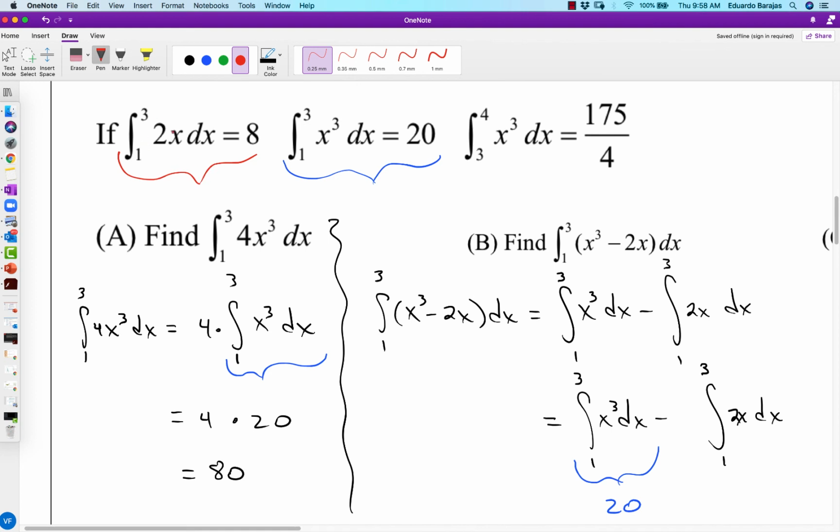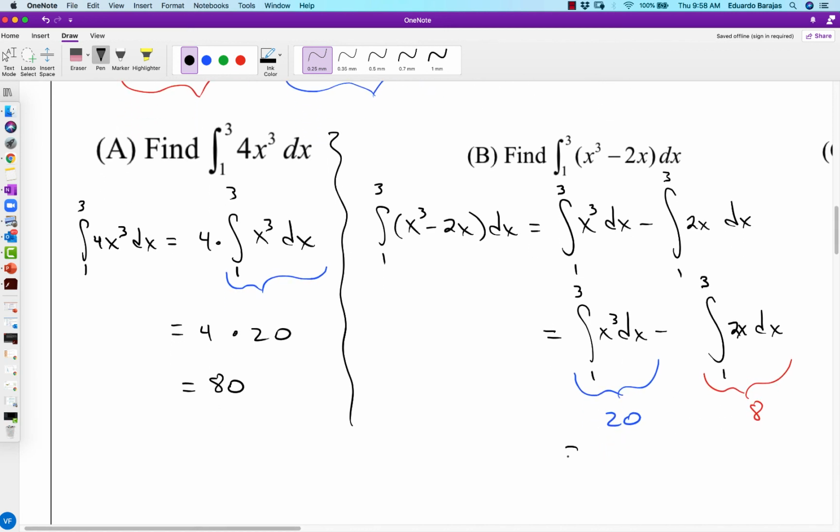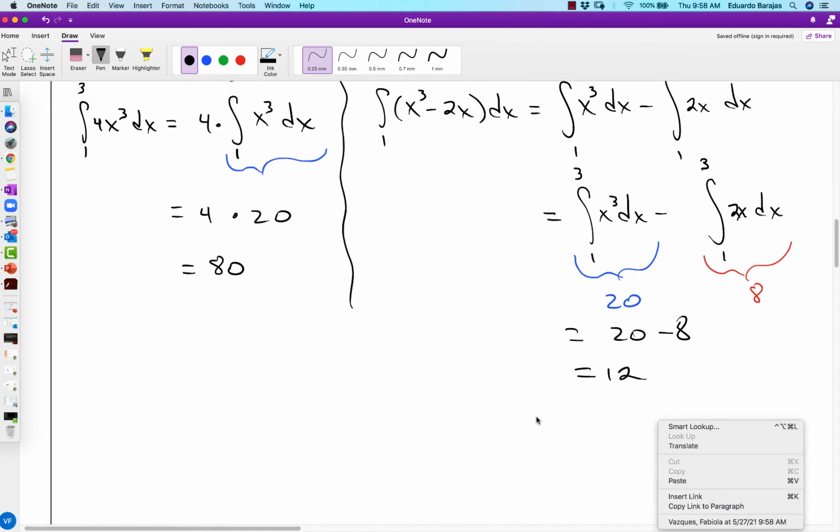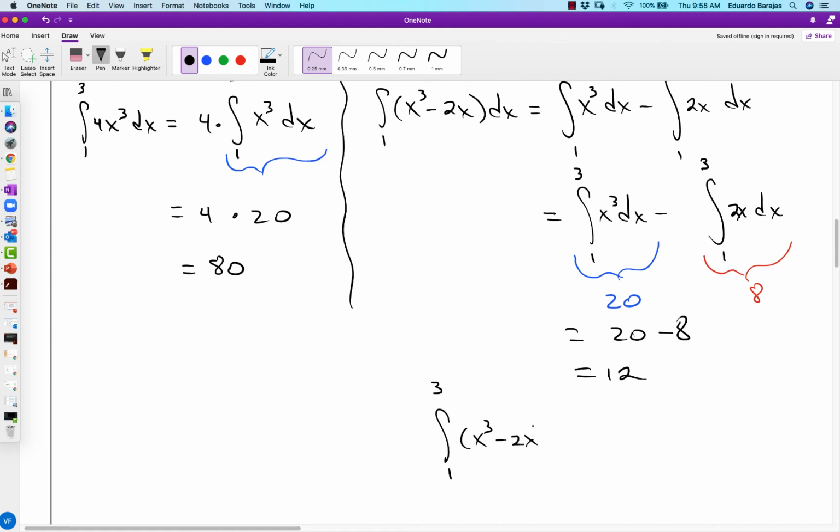Pay attention to the limits as well. It's got to be the same limits and everything. So this whole thing is really just going to be an 8. So that means that our answer is just going to be 20 minus 8, or 12. So this is going to be 20 minus 8 equals 12. So I'll just write down the whole integral down here. Therefore, the integral from 1 to 3 of x cubed minus 2x dx equals 12.